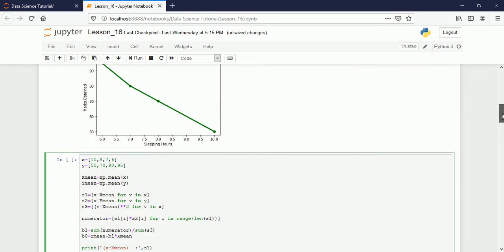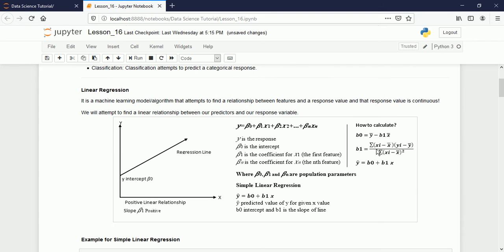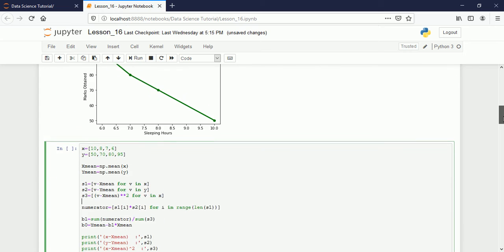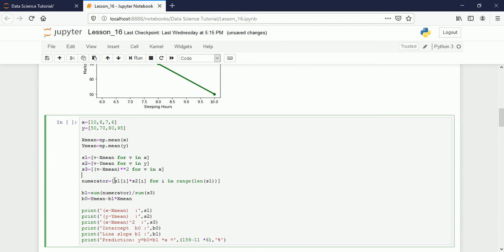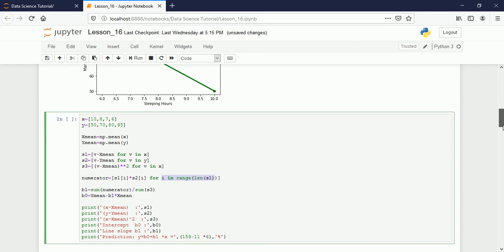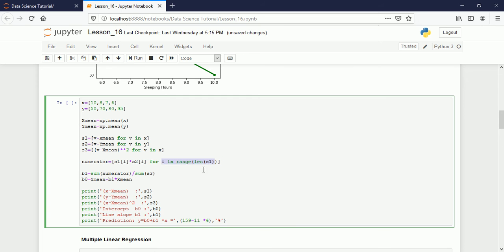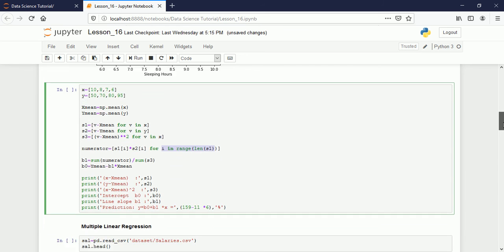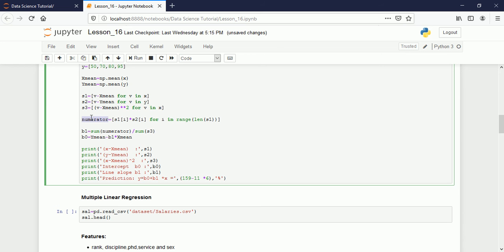Now if you want to calculate the numerator, how is that? We have to take x minus x mean and y minus y mean, multiply them, and put that in the numerator. So here we multiply S1, the x series, and S2, the y series, for the whole range. How many values do we have? Four values, so it goes up to 4. So it is multiplied in the numerator.